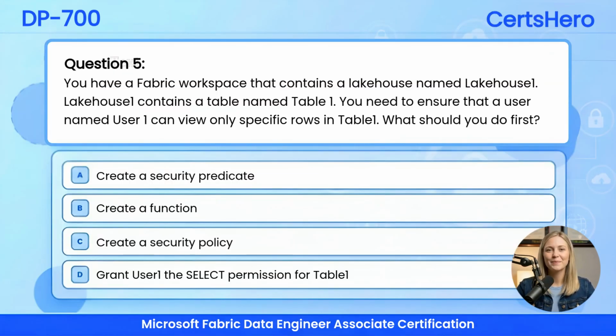Question 5. You have a Fabric workspace that contains a Lakehouse named Lakehouse 1. Lakehouse 1 contains a table named Table 1. You need to ensure that a user named User 1 can view only specific rows in Table 1. What should you do first? A. Create a security predicate. B. Create a function. C. Create a security policy. D. Grant User 1 the select permission for Table 1. Pause for 5 seconds and choose the correct answer.